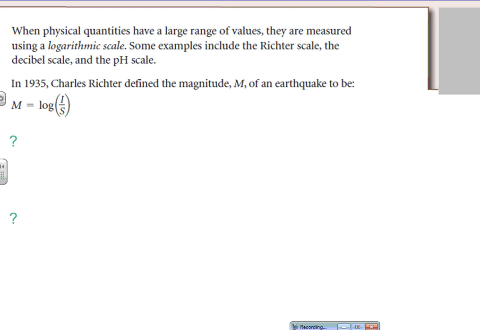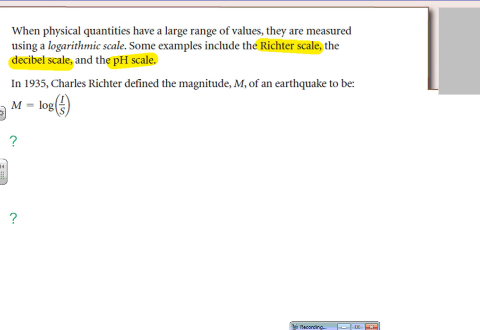Okay, the next part, logarithmic scales. The Richter scale for earthquakes, the decibel scale for sound, and the pH scale for acidity all follow a logarithmic scale. So you're going to have one of those for sure on your home exam. They're going to throw one at you. They're going to have to give you the equation. You don't have to memorize the equation. They will give you the equation. You just have to know how to use it.